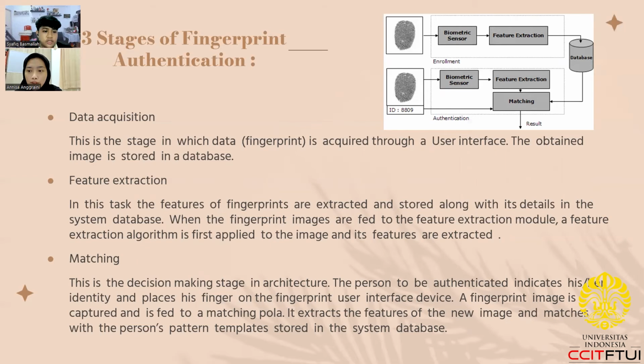And the last stage is matching. This is the decision making stage in the architecture. The person to be authenticated indicates his or her identity and places his finger on the fingerprint user interface device. A fingerprint image is captured and is fed to a matching module. It extracts the features of the new image and matches them with the person's pattern template stored in the system database.